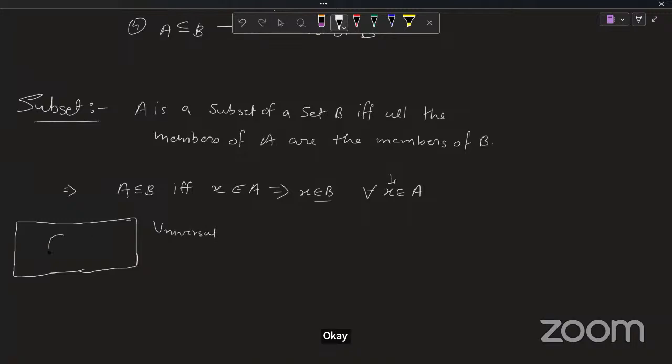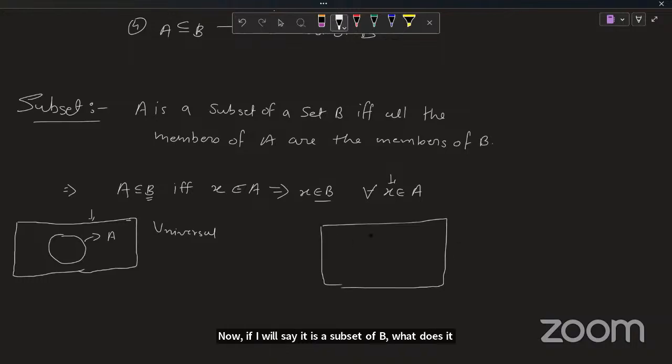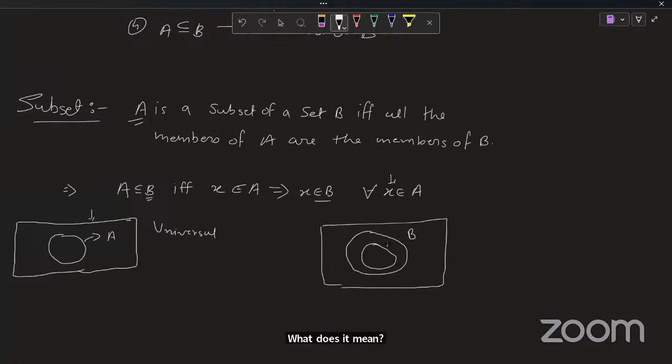Suppose this is a set, and this particular set is represented as set A. So this is my set A in the Venn diagram. Now, if I say A is a subset of B, what does it mean? This is my universal set, this is my bigger set B, and A is a subset of B means all the elements of A are also elements of B. It means that A will lie somewhere here. Here you can see all the elements of A are also inside the elements of B, right? Understood?